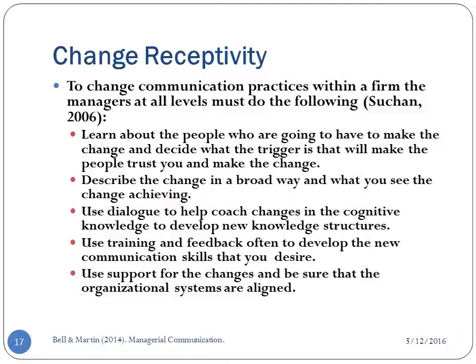Describe the change in broad ways so that people can see basically how it's going to affect the entire firm and then how it's going to affect layers within the firm. Dialogue, talking, will have more to do with changing people's cognitive knowledge and changing how they think about the change than anything else. Talking with people is important. Use training, use feedback. Make sure those loops are always open. And then make sure your organizational systems are aligned with the changes.